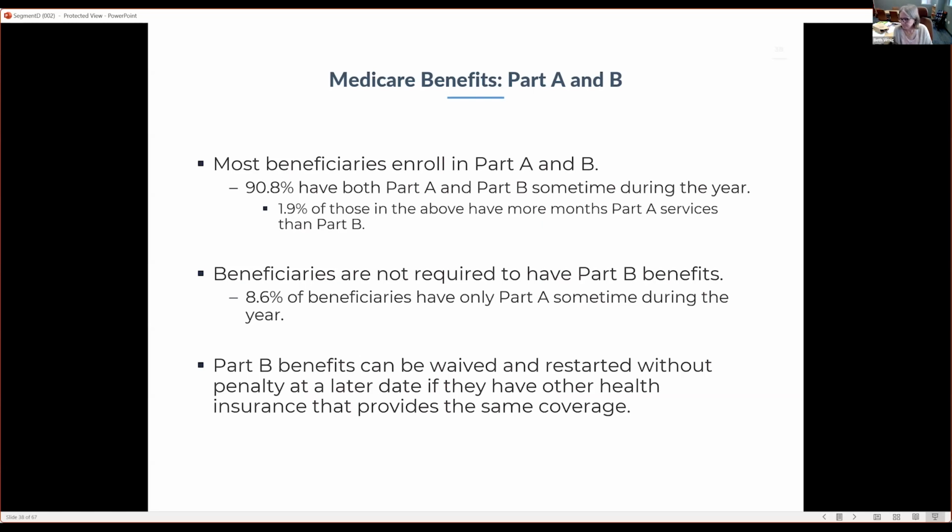similar coverage. As I said earlier, and I'll say again, and it's important, Part B benefits can be waived and restarted without penalty if you show that they have other health insurance that provides the same coverage. That is the good news. The not so good news is right now there is no indicator that allows you to measure that.